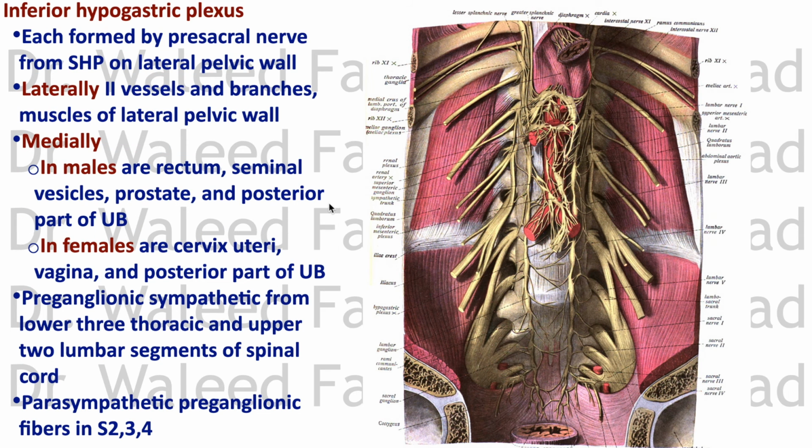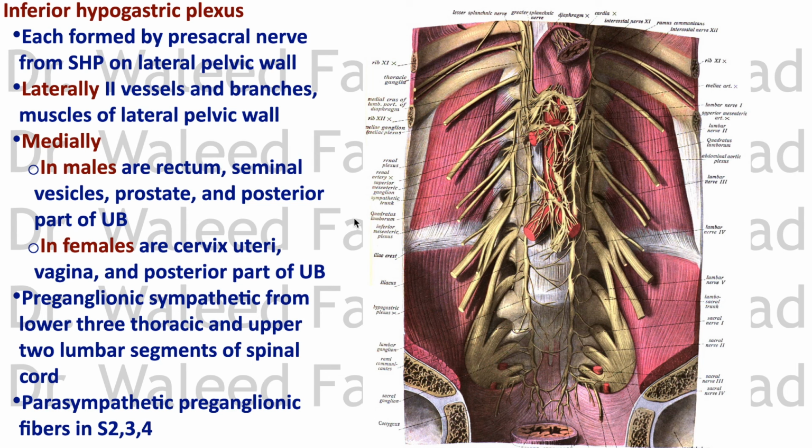The inferior hypogastric plexus is formed by the presacral nerves from the superior hypogastric plexus, we know that. Laterally, it has the internal iliac vessels and branches and muscles of the lateral pelvic wall. Medially, in males, it has the rectum, seminal vesicles, prostate, and the posterior part of the urinary bladder. In females, medially, it has the cervix uteri, the vagina, and the posterior part of the urinary bladder.